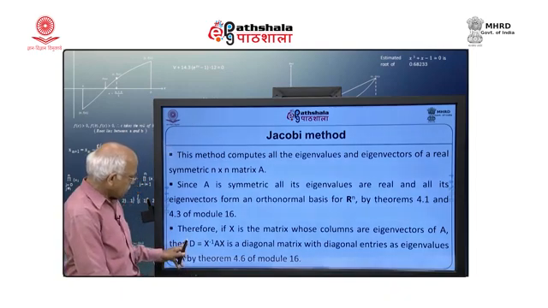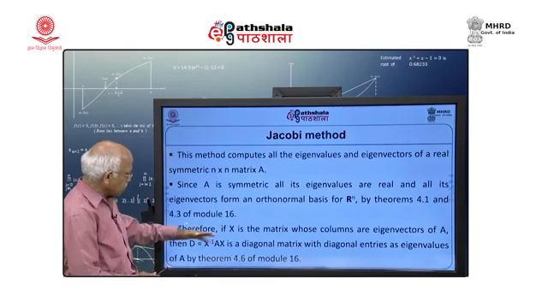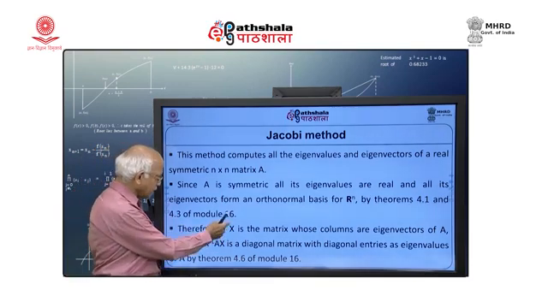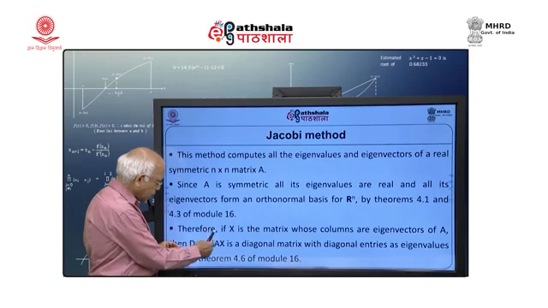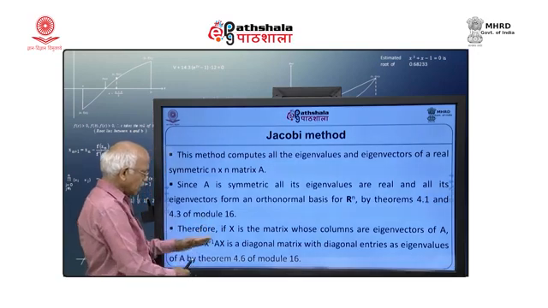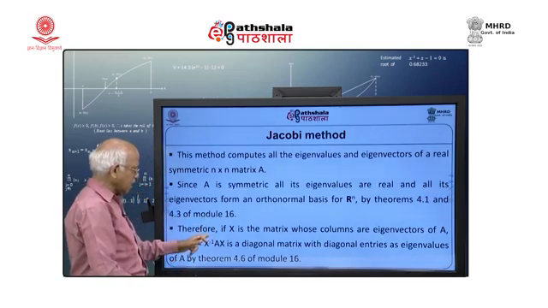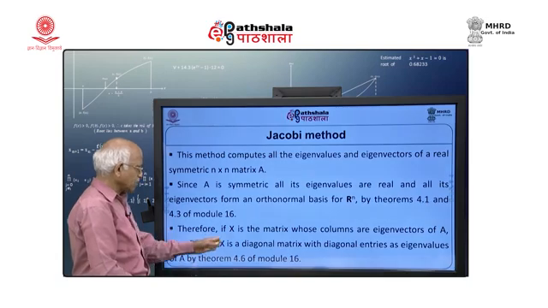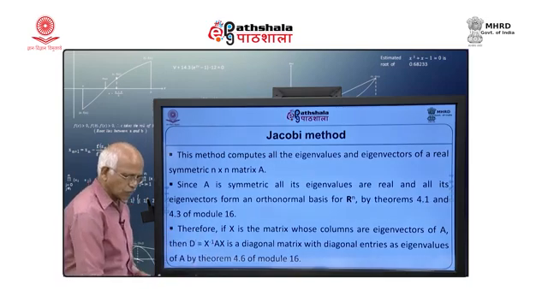So, therefore, the way to find this will be nothing but you start with some matrix A and try to work out this X inverse A X iteratively, so that you get this as a diagonal matrix, and whatever you get on this side will be X, the matrix of eigenvectors.